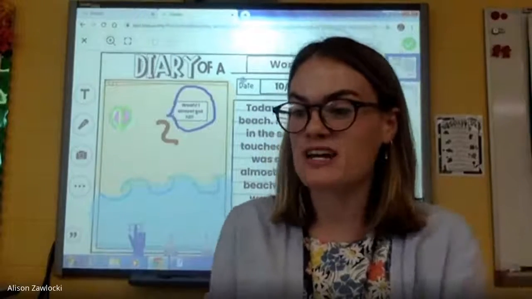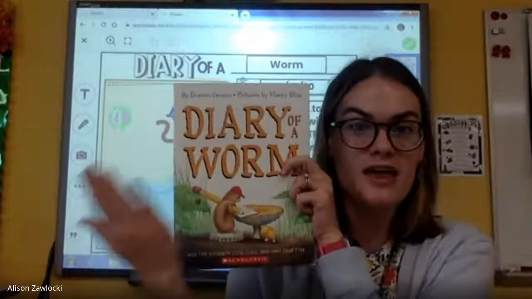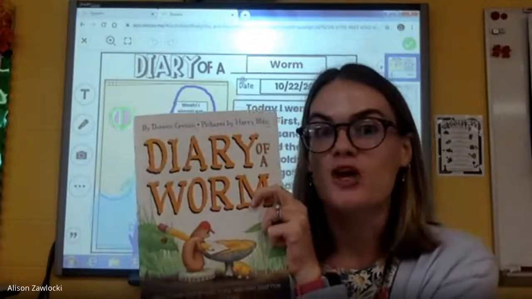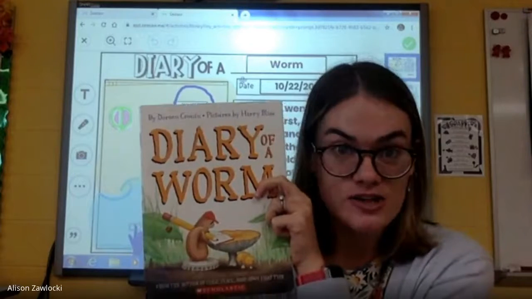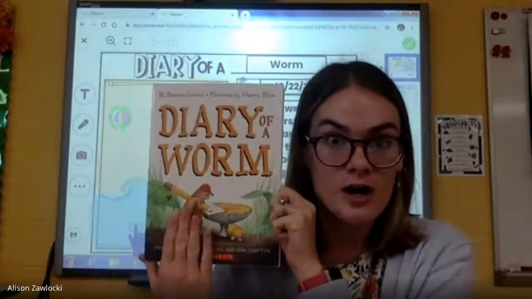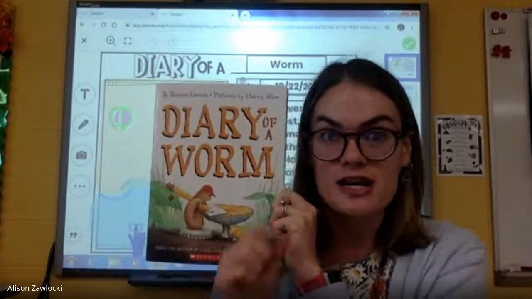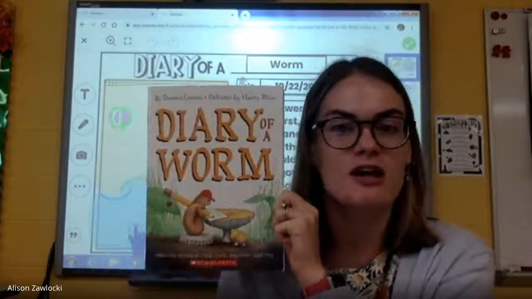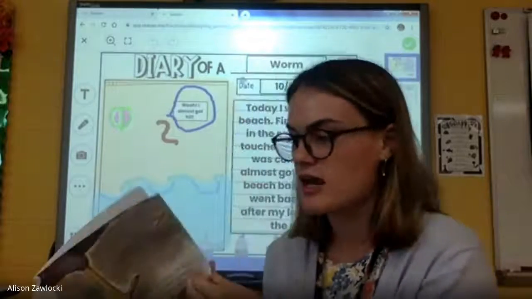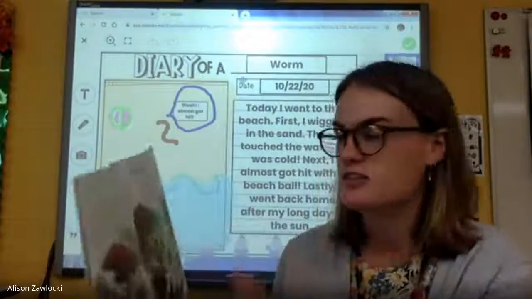Okay, we have been reading Diary of a Worm, and this story is about a worm who has different diary entries each day. It tells us about what he does each day. Now, this worm writes the entry from his perspective. So we are hearing about the worm's day each day. So let's keep reading. We read part of it, half of it yesterday.